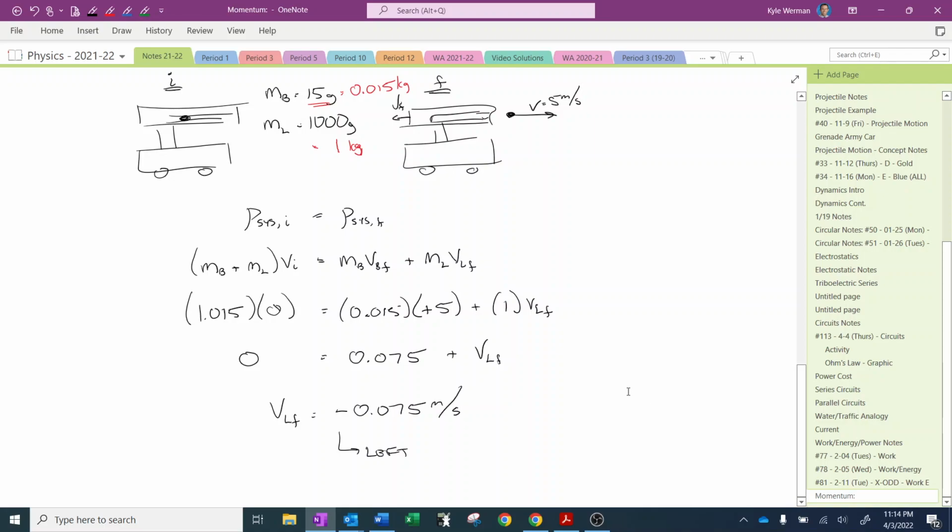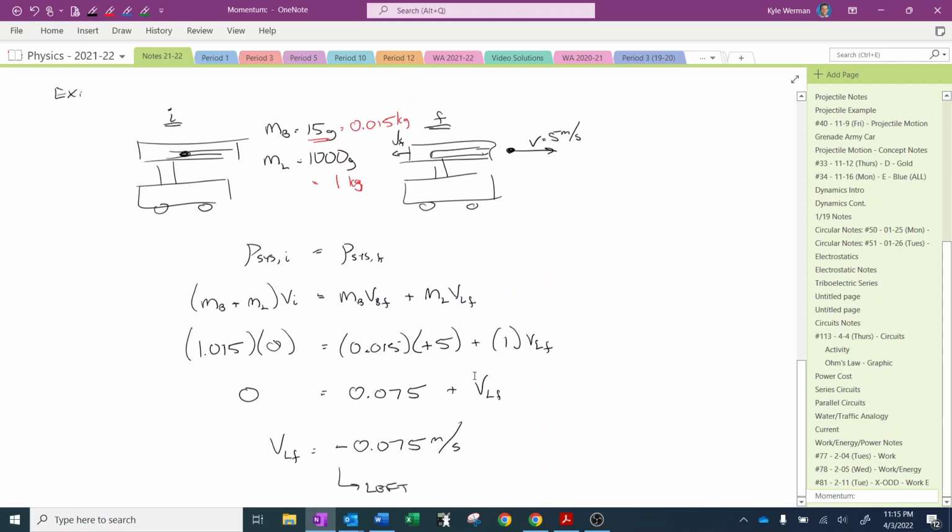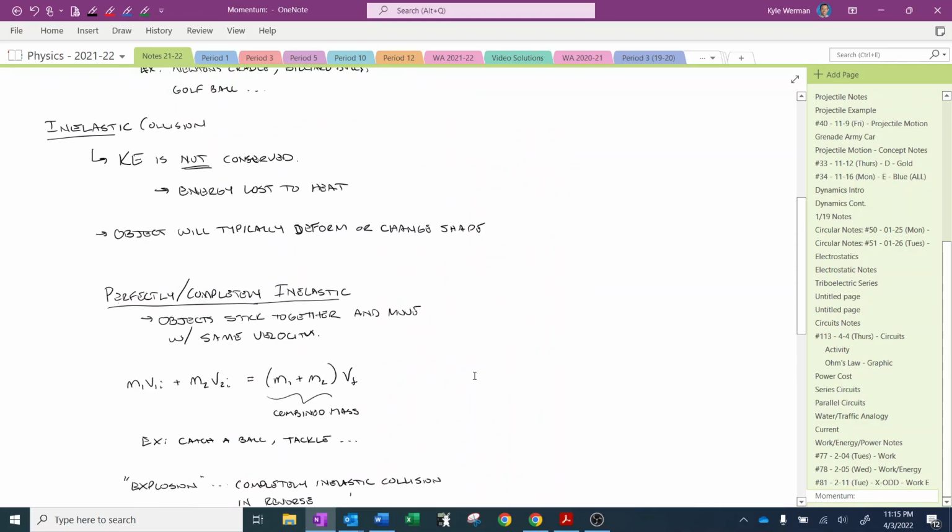Right, so there's a good example of a completely inelastic collision, in this case in reverse. If that ball were to strike the launcher and enter the launcher, you would find that they would move together as well, and that would be your more typical completely inelastic collision.